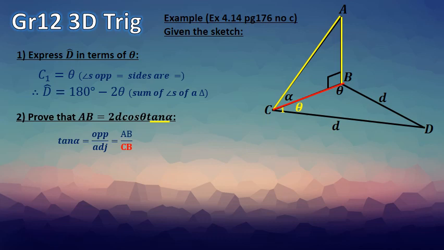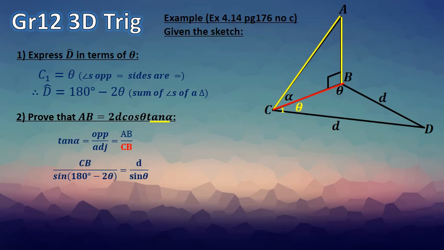So if we can find CB in terms of theta and D, then we can substitute that back into this little equation that I've just written down, tan alpha is AB over CB, and we can manipulate it in order to prove that AB equals 2D cos theta tan alpha. So let's work with that CB in the horizontal plane for now.